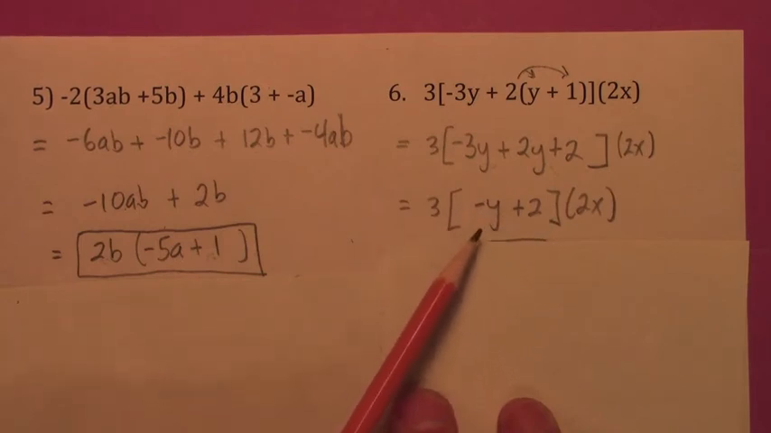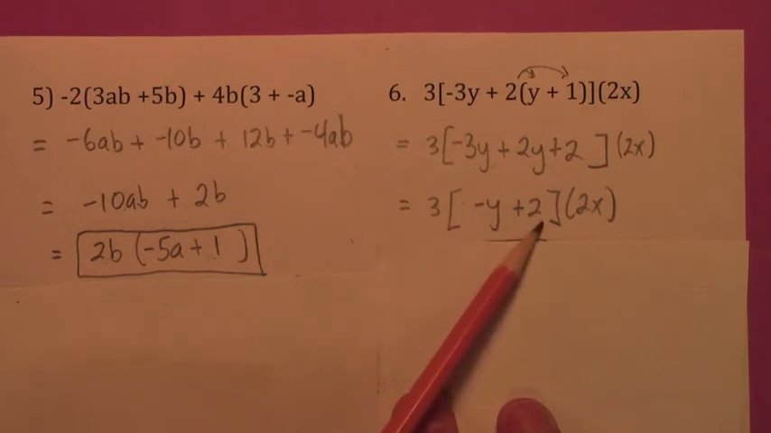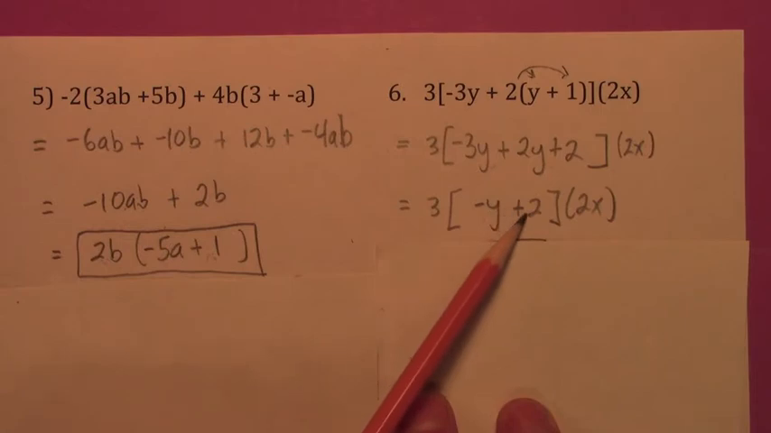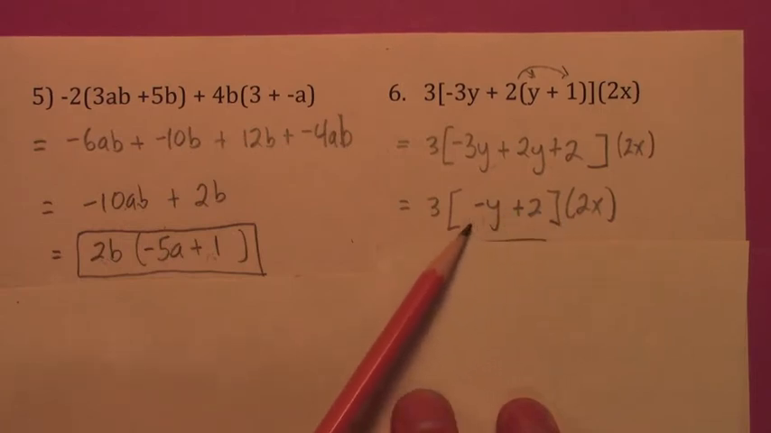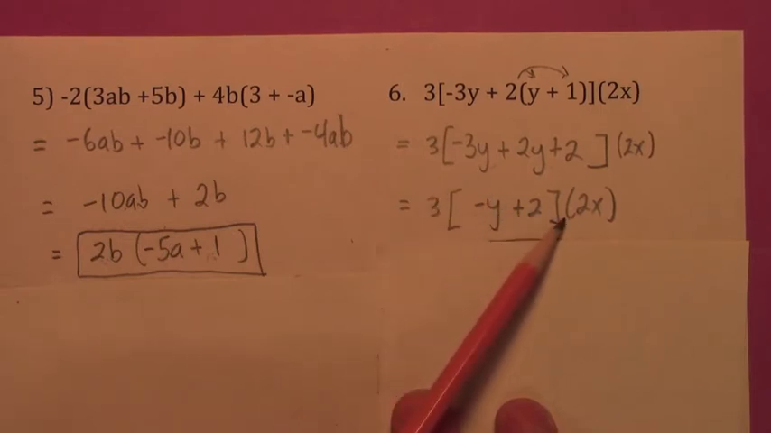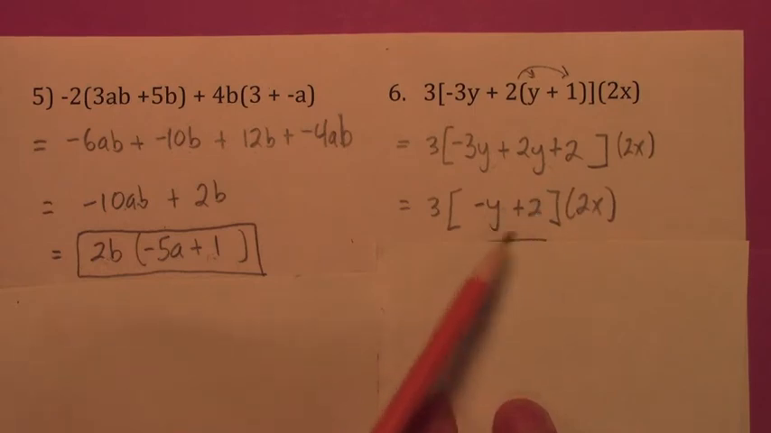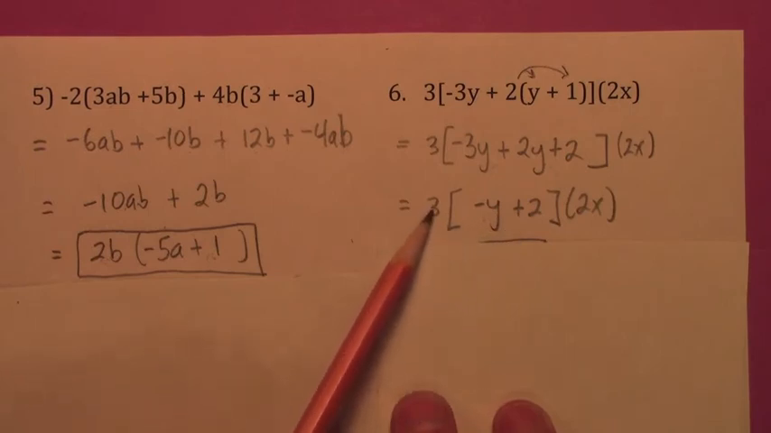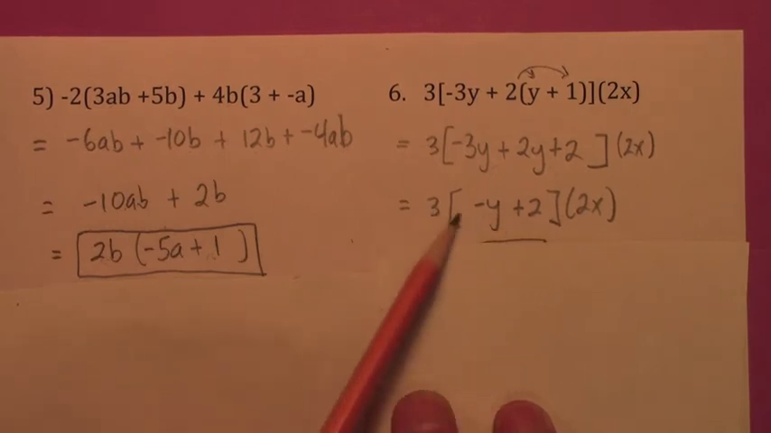One way to do it, this is not what I would suggest, but here's one you could do. If you multiply the 3 by each of them, but you don't get to drop the parentheses because the 2x still has to multiply each of them. So if you distribute the 3 and then distribute the 2x, that's one way to do it. And then on the last time, you can drop the parentheses. But what I'm going to do? I'm going to multiply the 3 times the 2x first. You can do that. You can move these around.